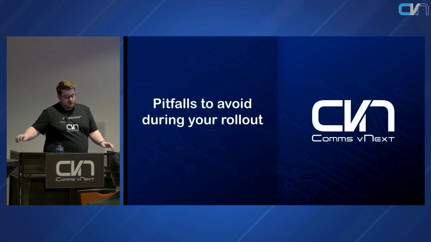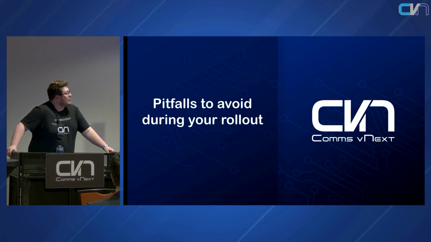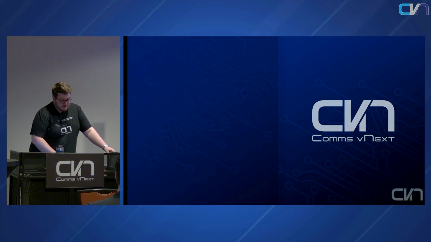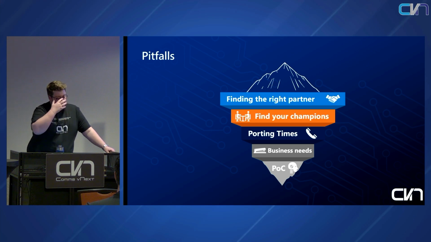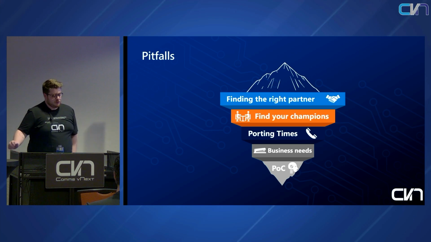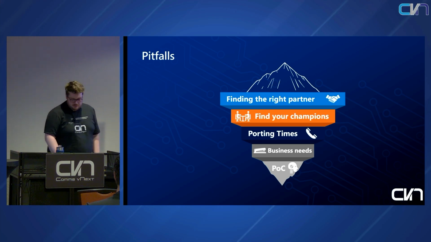And then we'll come on to talking around some of the pitfalls to specifically avoid during your rollout. So here are the kind of 5 that we'll mention today. Finding the right partner, finding your tap champions or your Teams champions, having a little talk around porting and numbers, checking business needs internally, and then we'll talk a little bit about proof of concepts.